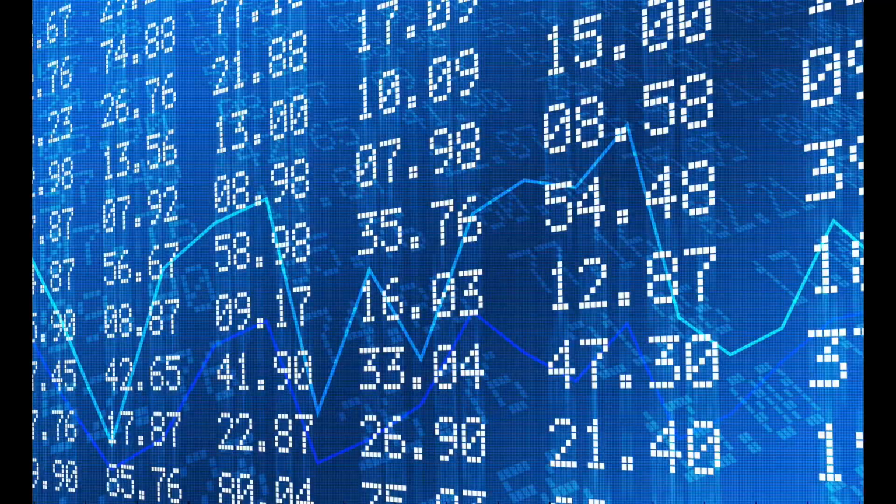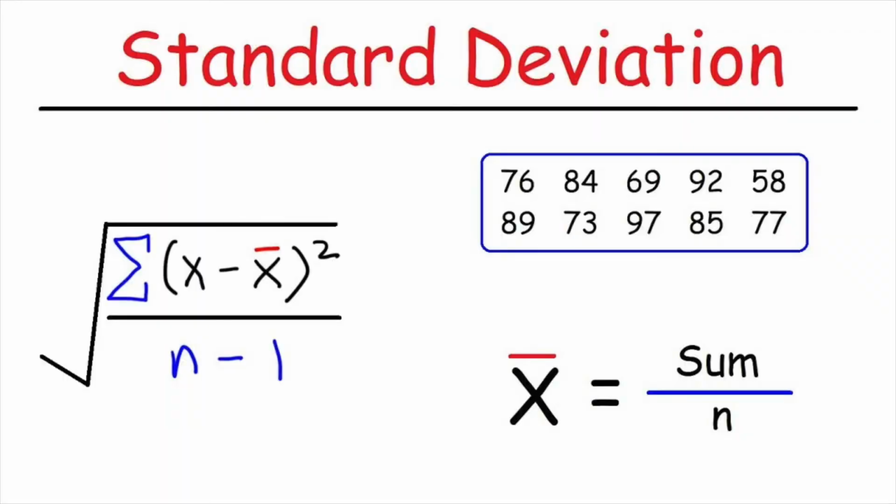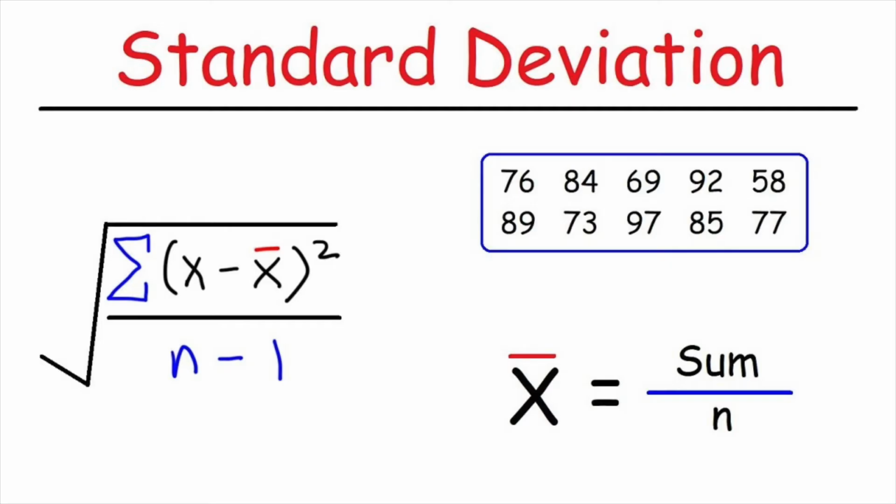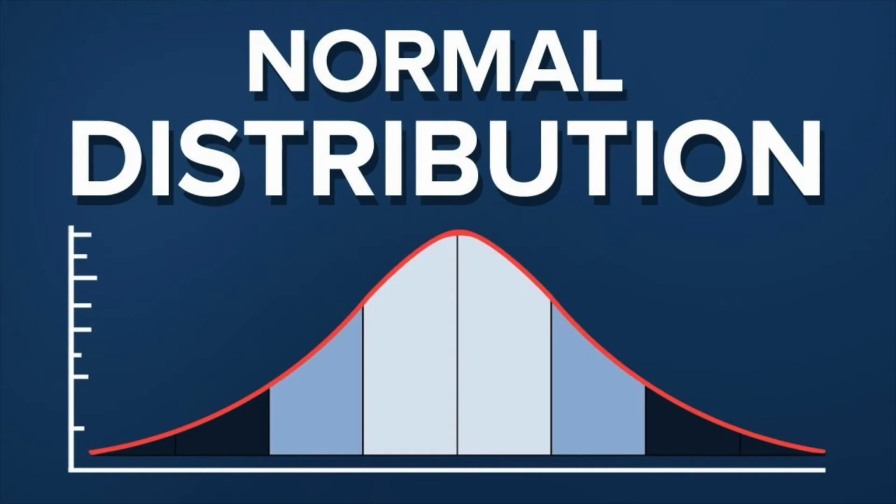Another descriptor is standard deviation. Standard deviation is a measurement of variability among values in a given dataset. Basically, it is a measure of how far away from the average values tend to be. This is an especially useful descriptor when the dataset makes up a normal distribution.